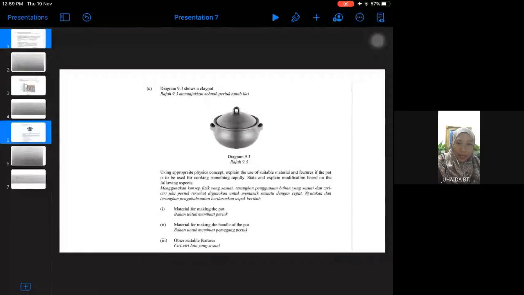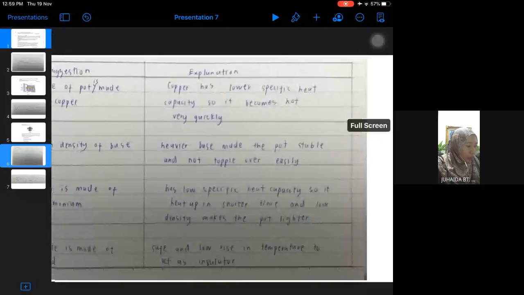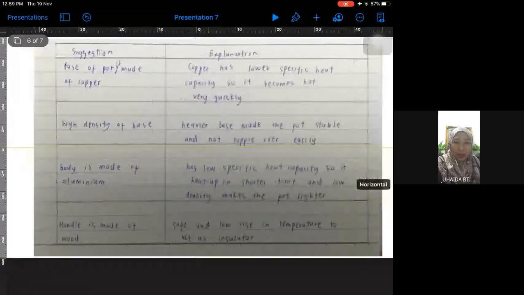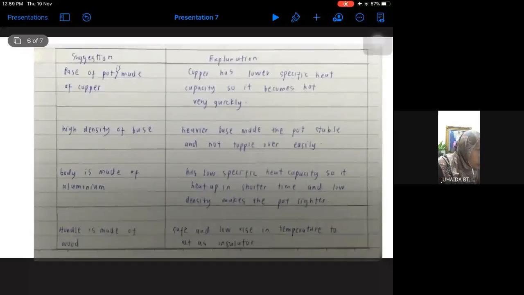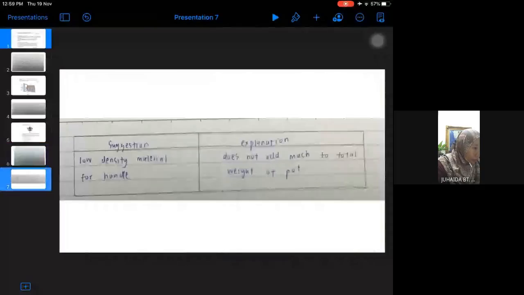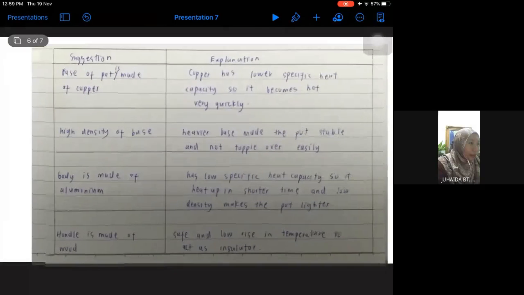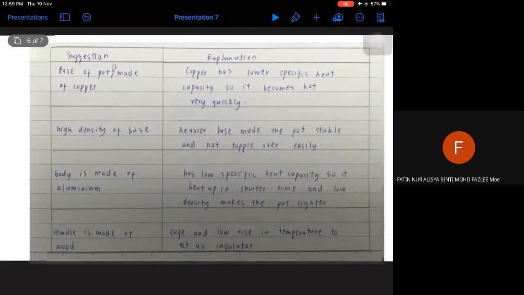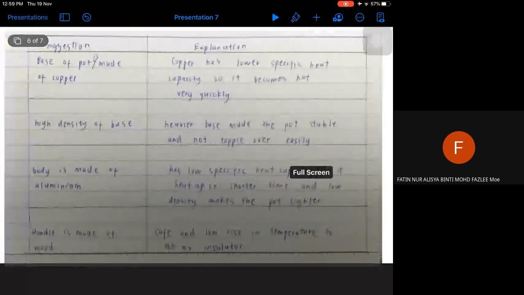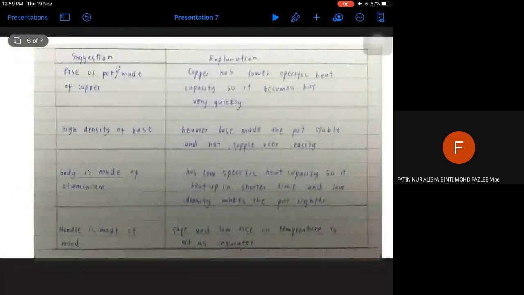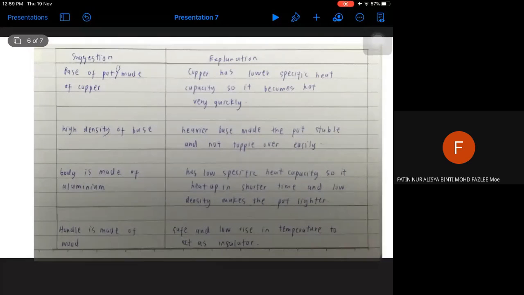So yang ini I dah ajar macam mana nak jawab kan. You have to answer it in the table form. So ada 3 point yang dia bagi. So you have to make it to 5 points. So you have 1, 2, 3, 4. Only 4 sahaja tu tak cukup tu? Sekali lagi. Oh, okay. Alright. Okay. Baik. Point number 1, base of pot is made up of copper. Explanation: copper has lower specific heat capacity, so it become hot very quickly.